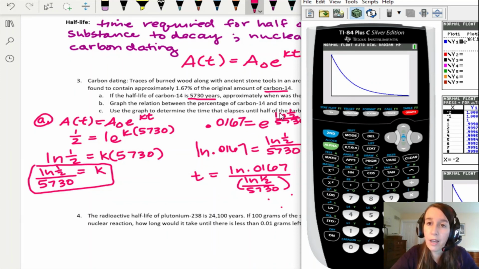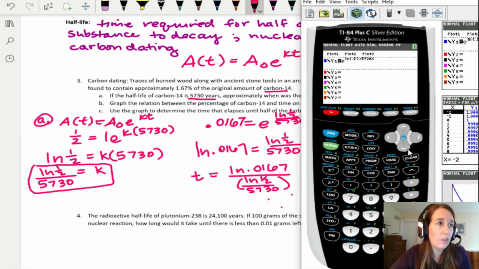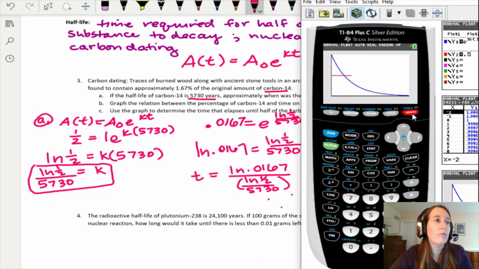All right, and then it says use the graph to determine the time that elapses until half the carbon is left. So if half the carbon is left, that means go to the amount, the y equals, and graph a y2 of half, or 0.5, and hit enter. And that's going to tell us that time when half the carbon is left. I hope you already know the time when half the carbon's left, but let's just see. So we're going to intersect those.